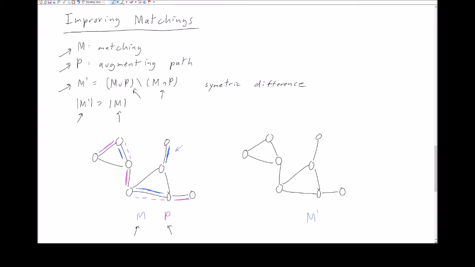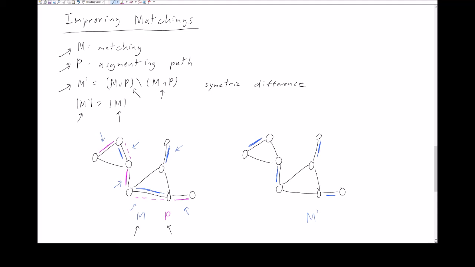That includes this edge. It includes this edge. It includes this edge. And it includes this edge. Note that the other edges that are included in both M and P, here and here, aren't included in our matching M prime.